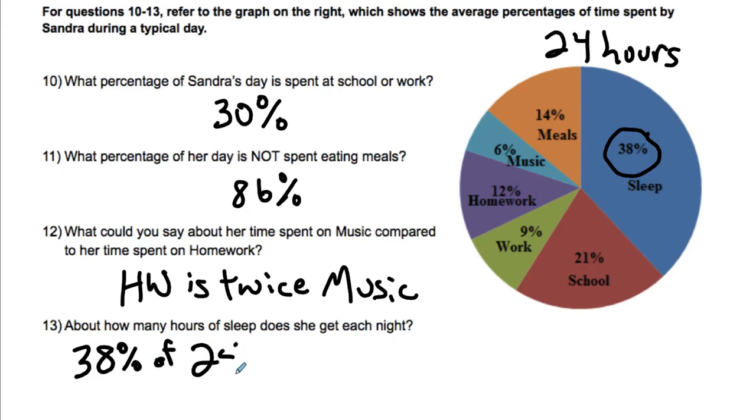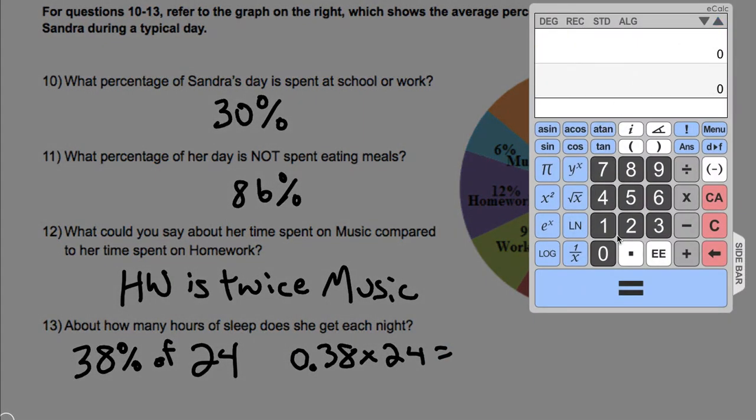Okay. Now, if you forgot how to do a percentage of a number, here's one common way to do it. You take your percentage and you make it a decimal. Okay. So 38% is 0.38. And then I'm just going to simply multiply it by my total that I need. Okay. And when I do that, so let's go ahead and do that.